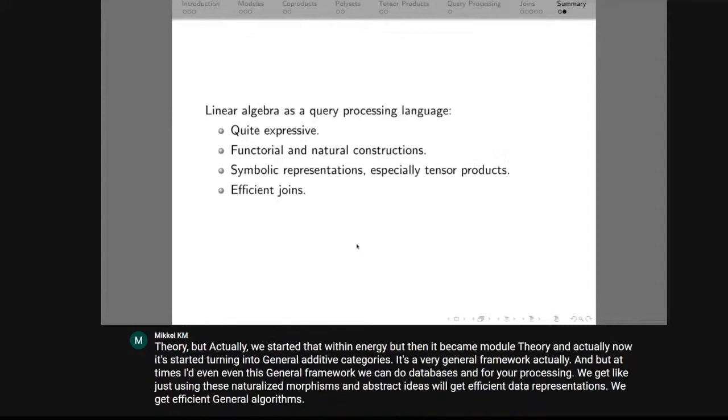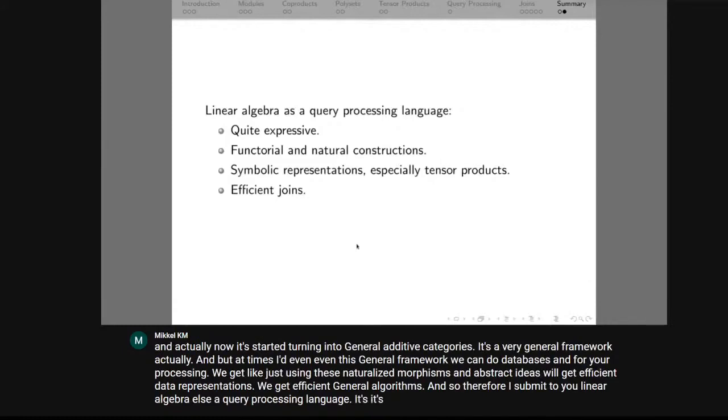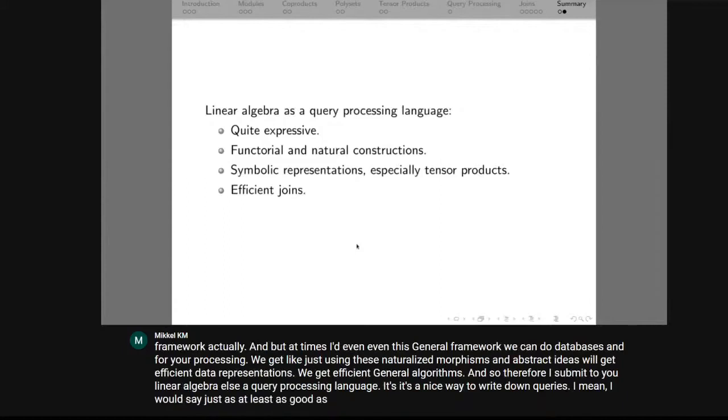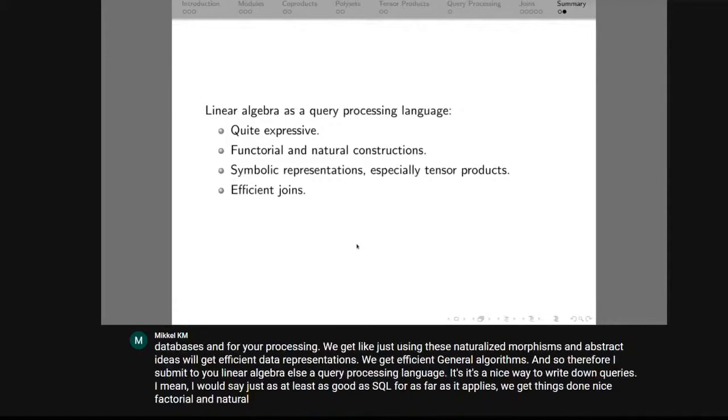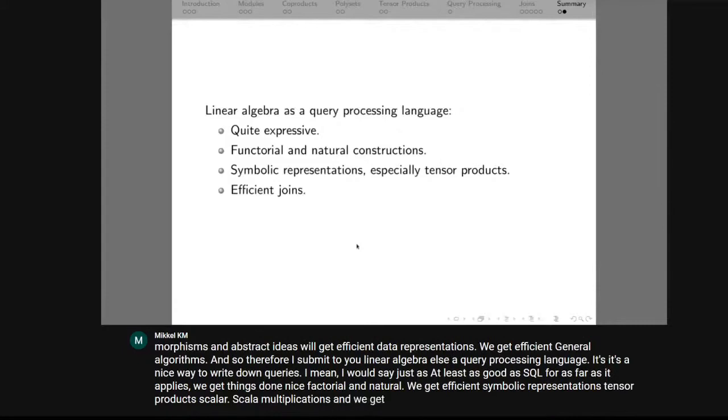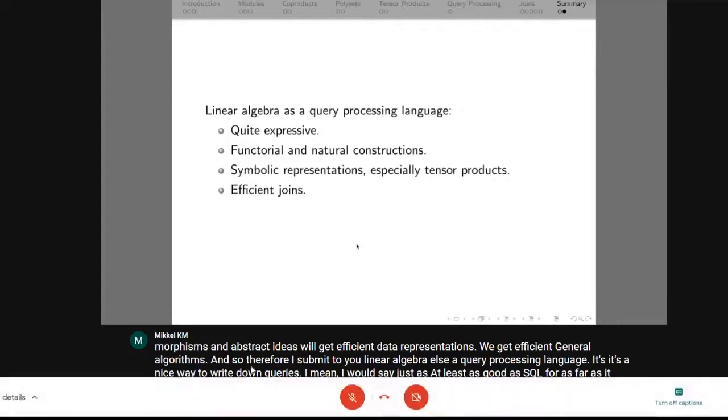And so therefore I submit to you linear algebra as a query processing language. It's a nice way to write down queries. I would say just at least as good as SQL for as far as it applies. We get things that are nice, functorial and natural. We get efficient symbolic representations, tensor products, scalar multiplications, and we get very efficient joins. And well, that's it.